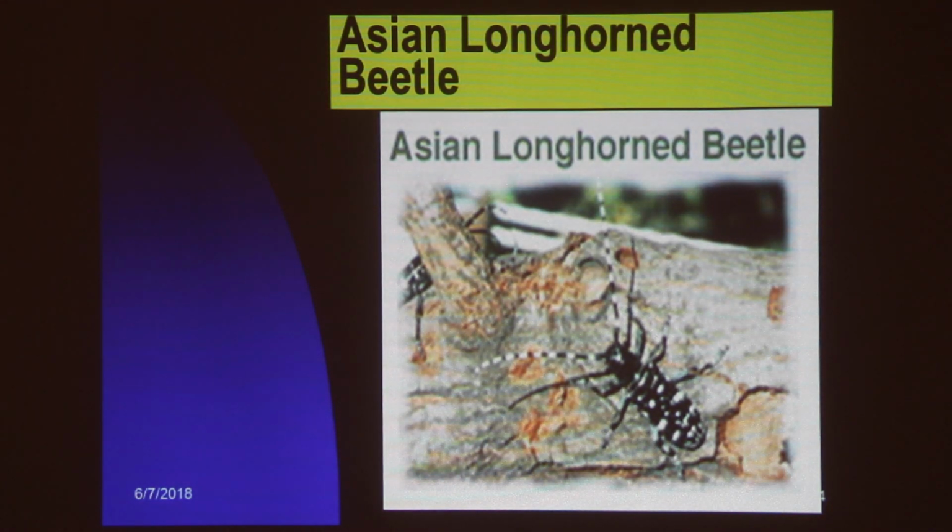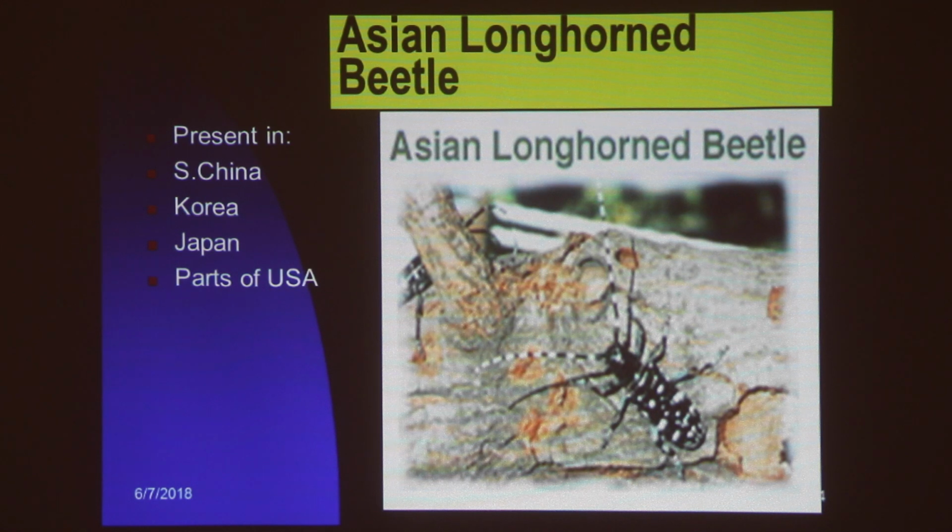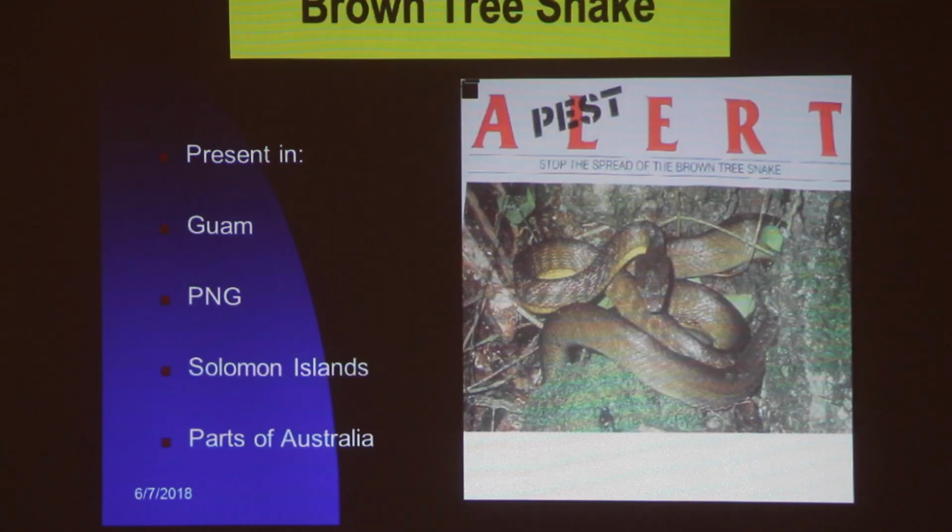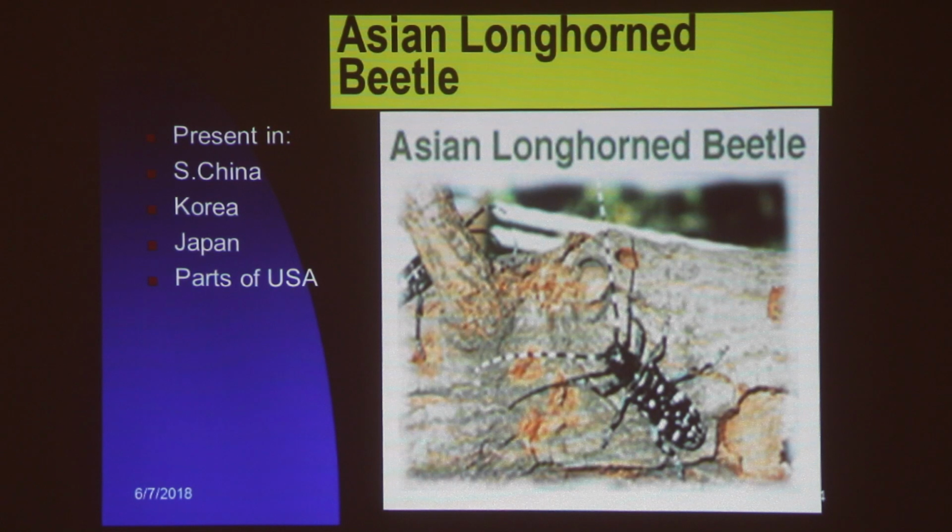Another one is the Asian longhorn beetle. It's in China, Korea, Japan, and parts of US. It's a host of trees. It attacks trees, bores holes in it, and even can kill trees. If this one could come to FSM, it would be terrible for the whole environment, because we have agroforestry, we have so many trees, and lots of these trees would be killed by this longhorn beetle.